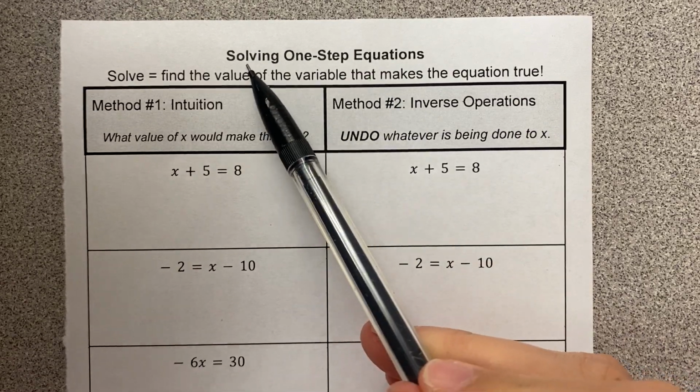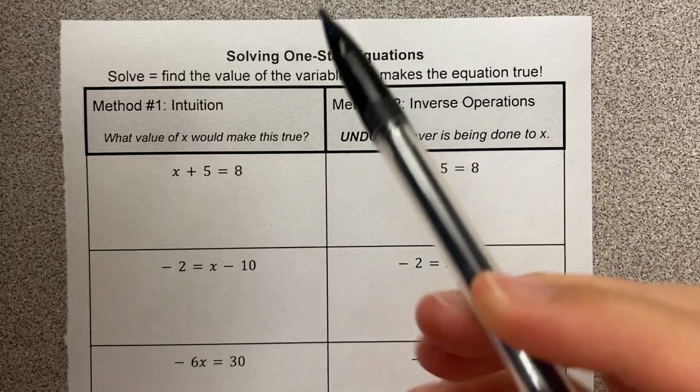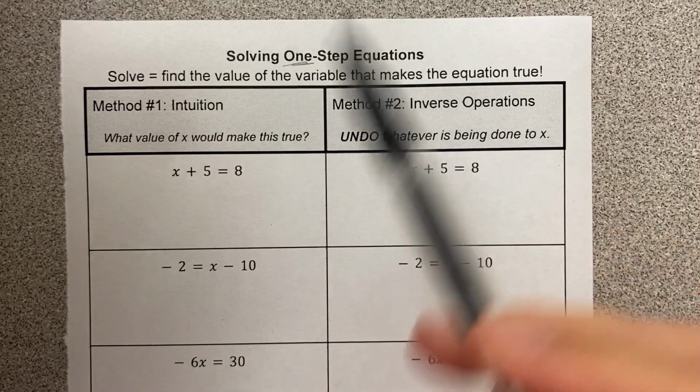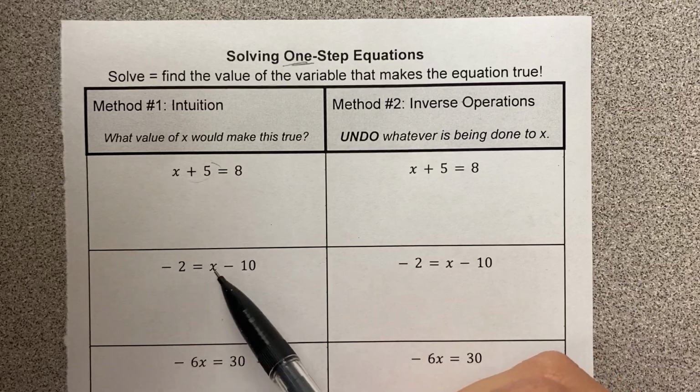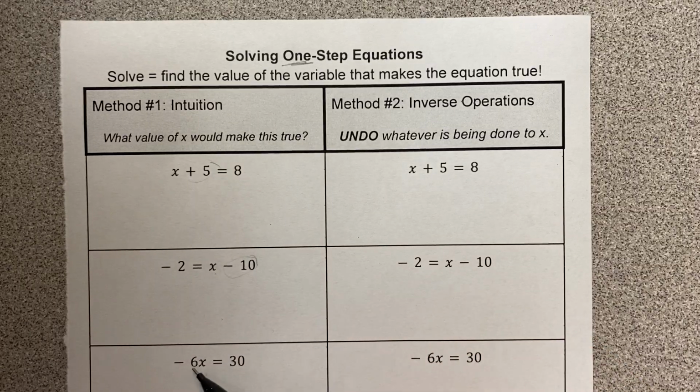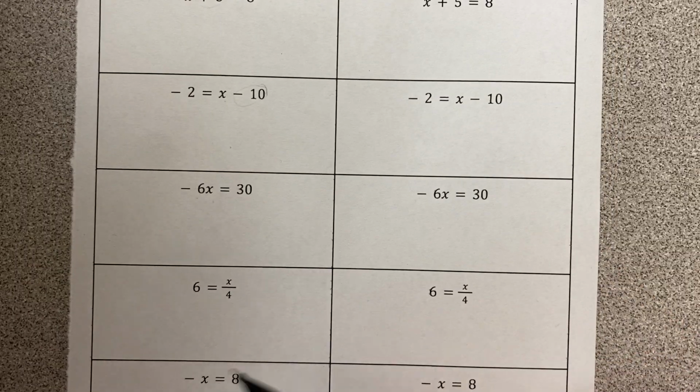All right, today we're going to be solving one-step equations. Now, the reason these are one-step equations is that there's only one thing happening to x, right? Like here's x, we're adding 5. Here's x, we're subtracting 10. Here's x, we're multiplying by -6, right? So there's only one thing happening to x.